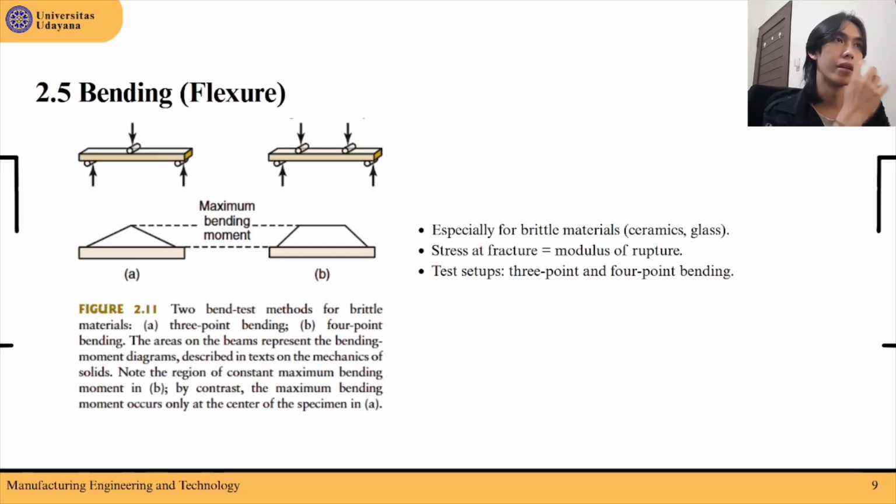Okay, the bending, or we can call flexure. Bending tests are especially useful for brittle materials like ceramic and glass. They help determine the modulus of rupture. Two main setups are used: three-point bending and four-point bending.